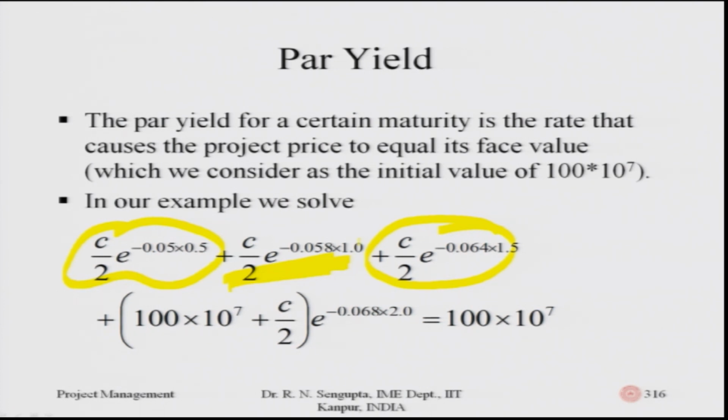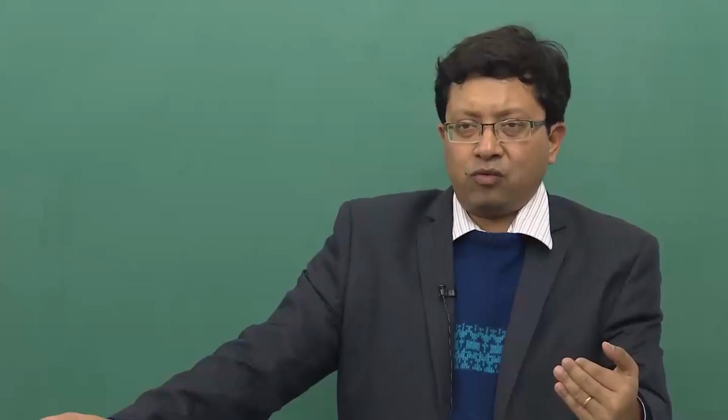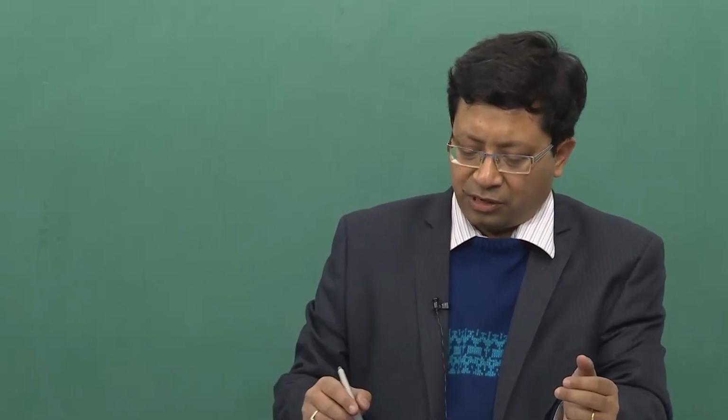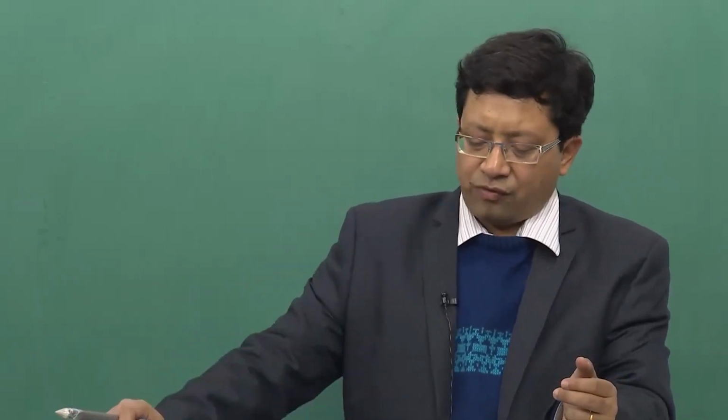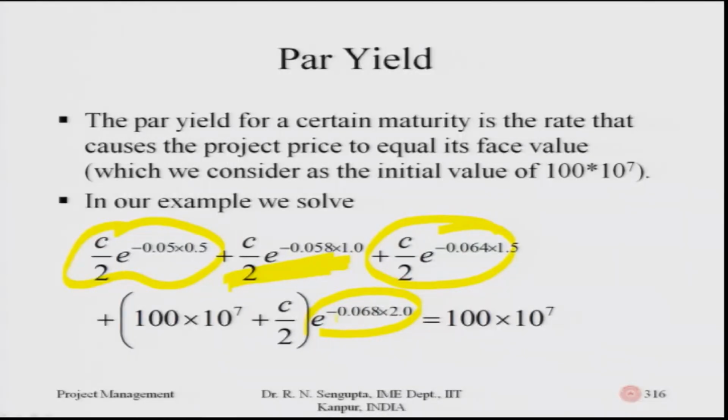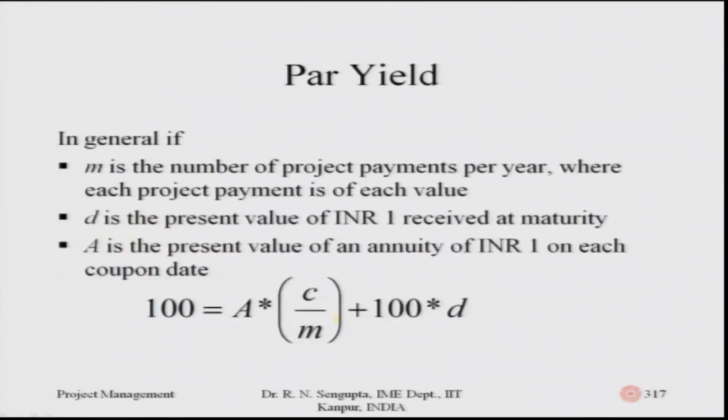C value, the par value which you received, which is basically being divided on a semi-annual basis, you find it out. So, that term has to be brought back as of now, which is today. Hence, it is multiplied by the value of e to the power minus 0.068 into 2, and that is equated to 100 crores, and based on that you find out C.